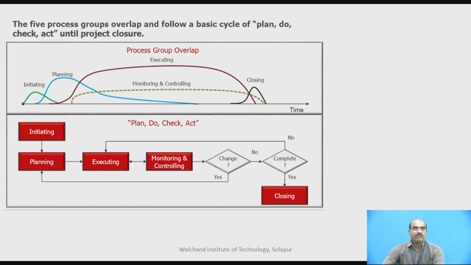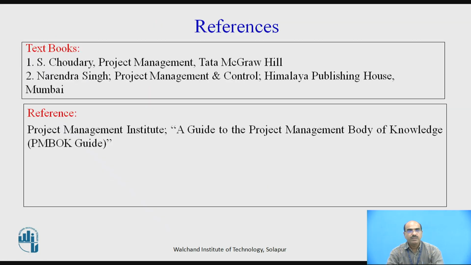So here it is shown: initiating, planning, executing, monitoring and control. The cycle is called the Deming wheel cycle, called plan, do, check, act.